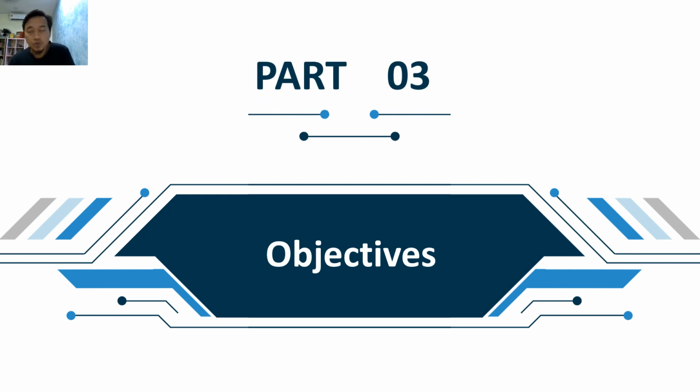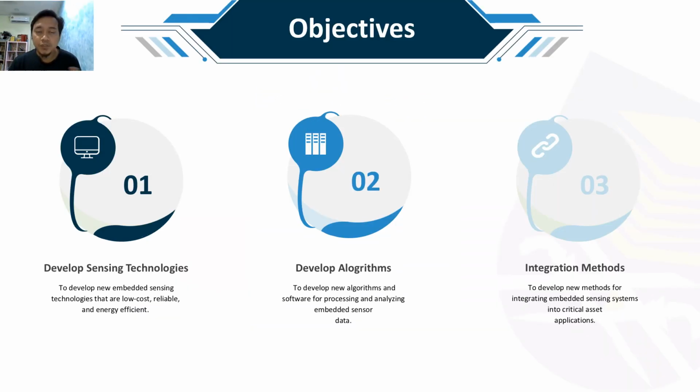Next slide is my objective. The objective of this project is to develop new embedded electronic sensing technologies, algorithms, and software for critical asset monitoring. The specific objectives of this project are two. The first one is to develop new embedded sensing technologies that are low cost, reliable, and energy efficient. This will enable the widespread adoption of embedded sensing for critical asset monitoring, particularly in applications where existing technologies are too expensive and bulky.